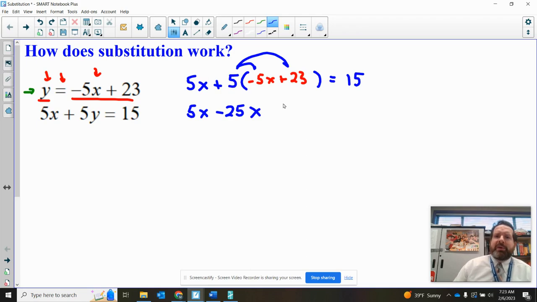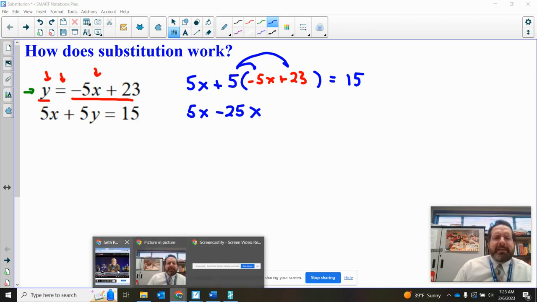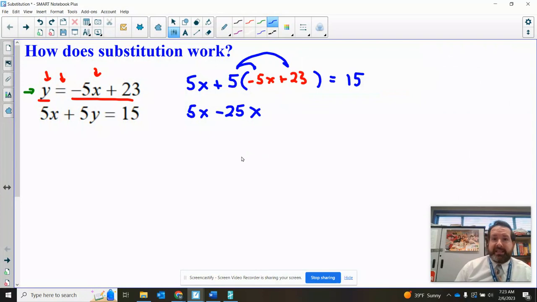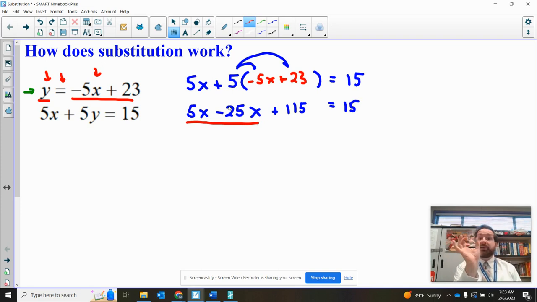and 5 times 23. Now I'm reasonably sure I know what that is, but just to be safe, I'm going to double check on my calculator. 5 times 23 is 115. So plus 115 equals 15. Now here's a point where students often make mistakes. Right now, I've got x's that are on the same side of the equation. Just put them together like they look. 5 minus 25 should leave us with negative 20x's.